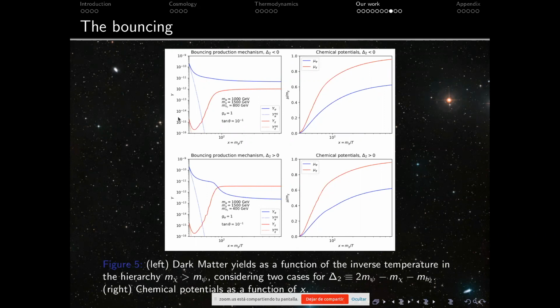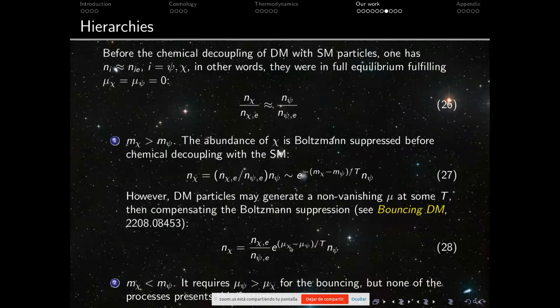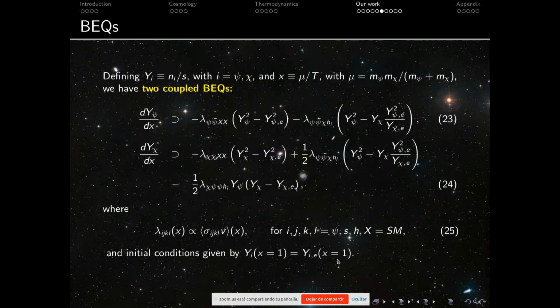Here you can see that the particles were in thermal equilibrium at high temperatures, but when they start to decouple, they start to generate these chemical potential values in such a way that you now have this exponential enhancement to your number density. In other words, in the Boltzmann equations, you have these terms, which, as you can see here, describe the annihilation of two fermions into one pseudoscalar plus one of the two Higgses. So you have an increase in your Boltzmann equation from this term.